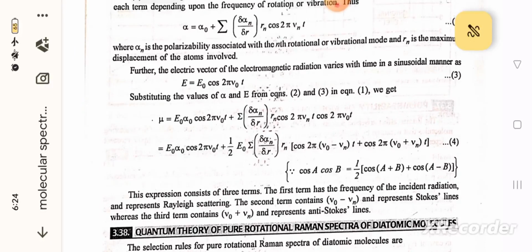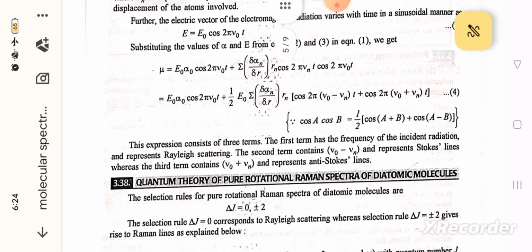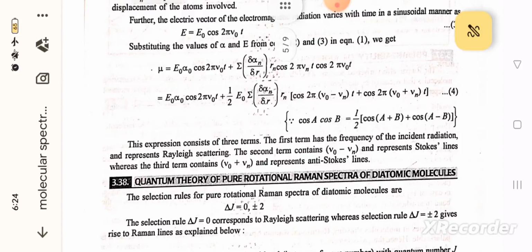The first term has the frequency of incident radiation and represents Rayleigh scattering. The second term contains mu naught minus mu n and represents Stokes lines, whereas the third term contains mu naught plus mu n and represents anti-Stokes lines. Quantum theory of pure rotational Raman spectra of diatomic molecules.